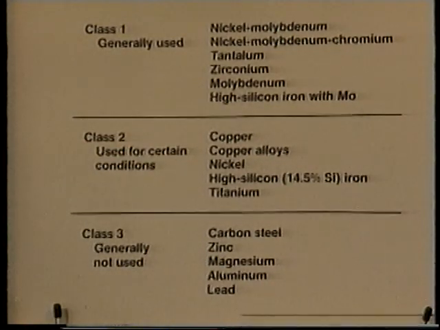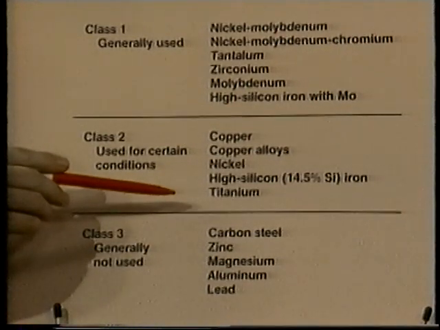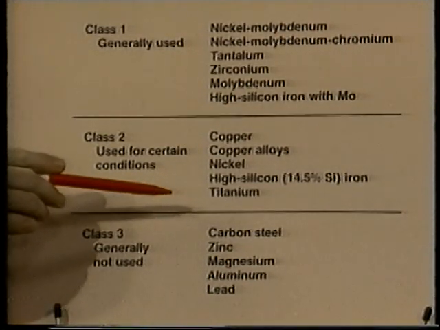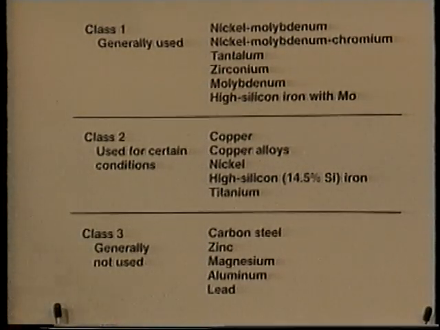Nickel can be used under certain conditions. High silicon iron and titanium can be used. Again, titanium depends upon a passive film for its protection, and if we break that down under highly reducing conditions, titanium is unacceptable. Under highly oxidizing conditions in hydrochloric acid, titanium can be used. So we call it a Class 2 material.